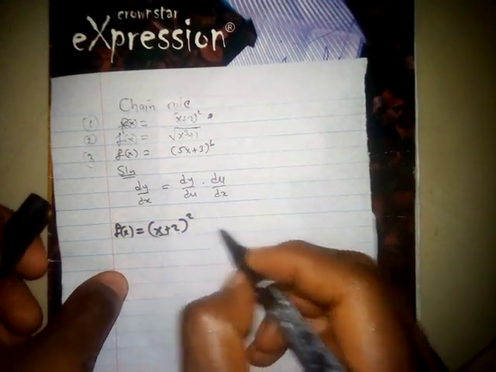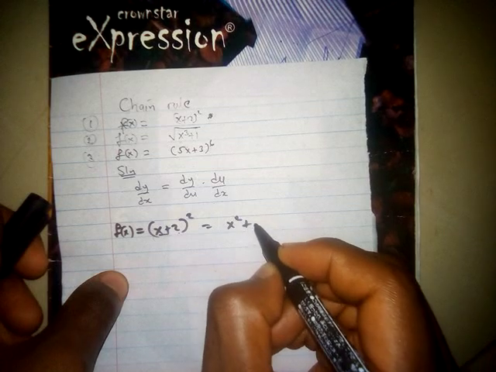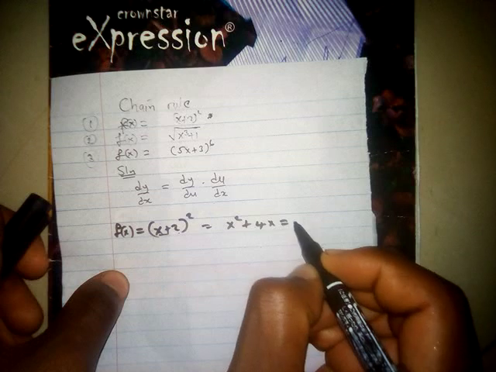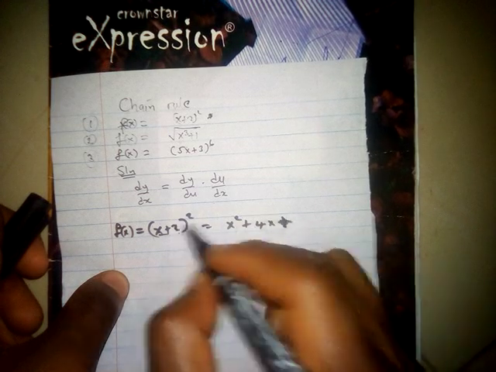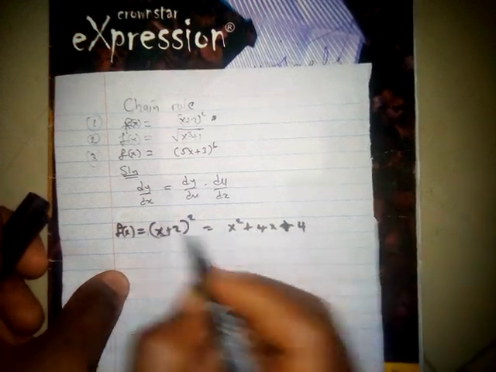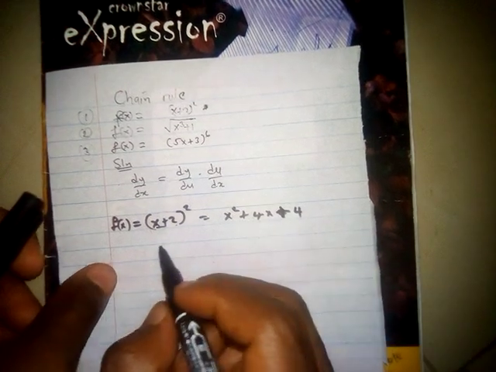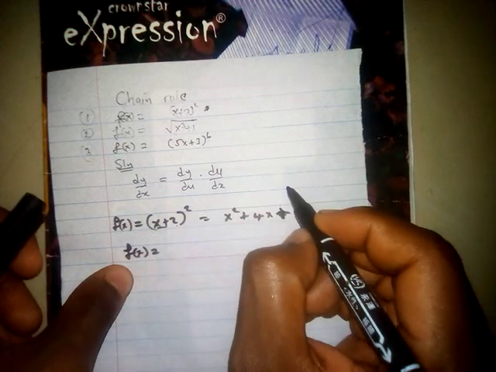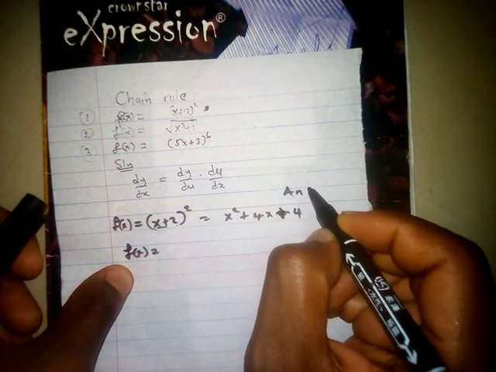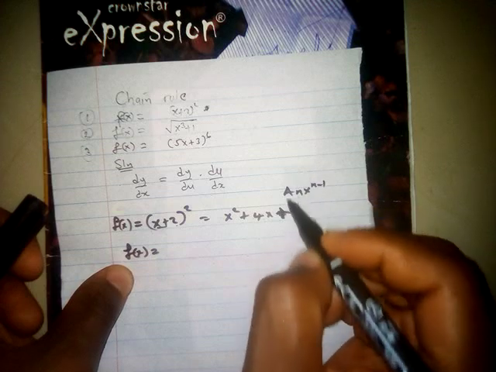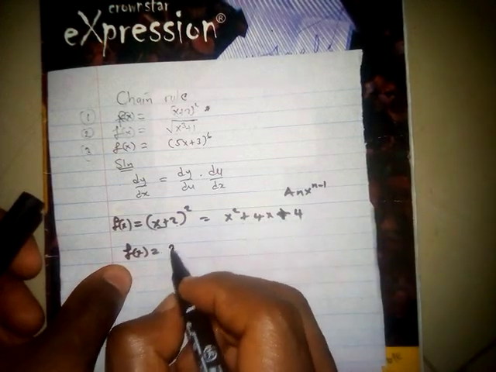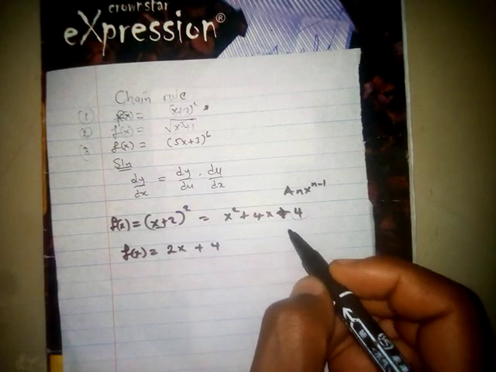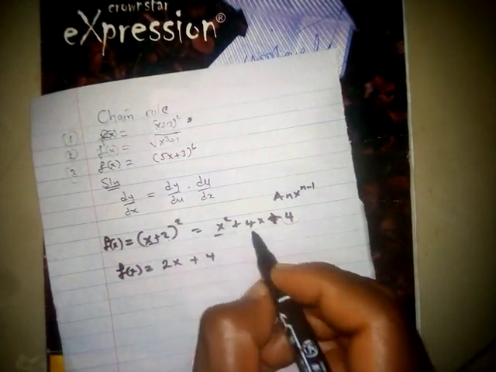Now I can solve this by expanding. x squared plus x times 2 is 2x, then times 2 is 4x, plus 2 squared, which is 4. So if we expand, this is what we get. Now using our definition of differentiation, a n x^(n-1), we have 2x plus 4, and differentiating the constant 4, we have 0. Remember, we're differentiating it term by term.